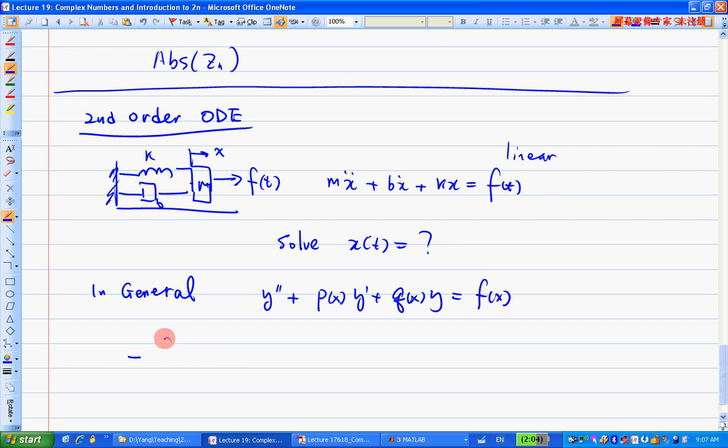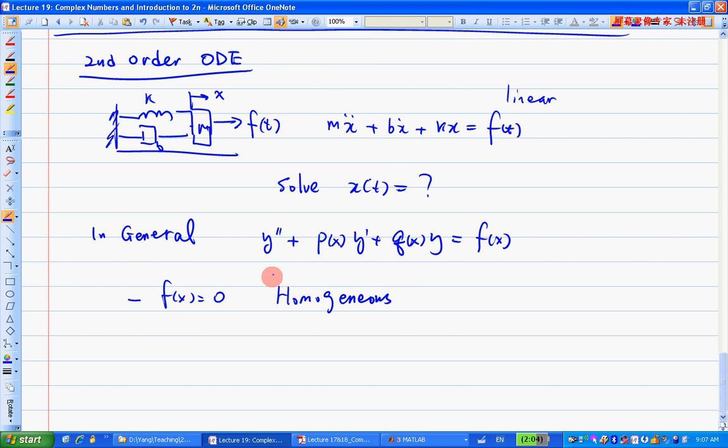When you have this kind of general one here, there's a special case. First is when f(x) equals 0, so there's no external input to the system. If this is 0 in this second order differential equation, and just like the first order, remember what we call that when this is 0? We call that homogeneous. So we're having a homogeneous case here.